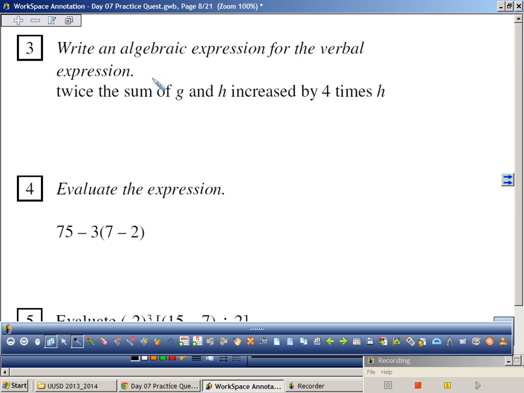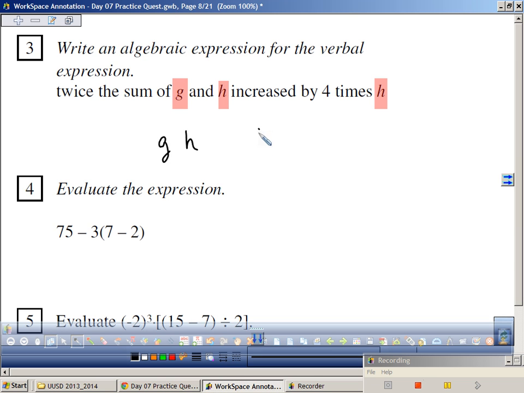Okay. All right. Number 3, twice the sum of g and h increased by 4 times h. A little bit more. Let's break it down. Let's highlight our g, our h, and our h. So we're talking about g and h and h. Correct? What about g and h? The sum of g and h, which is addition. What about the sum of g and h?